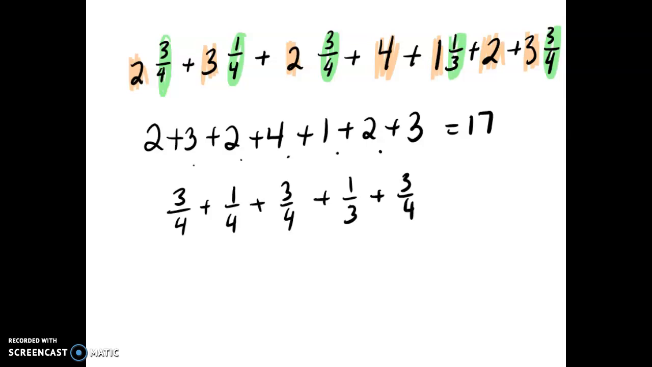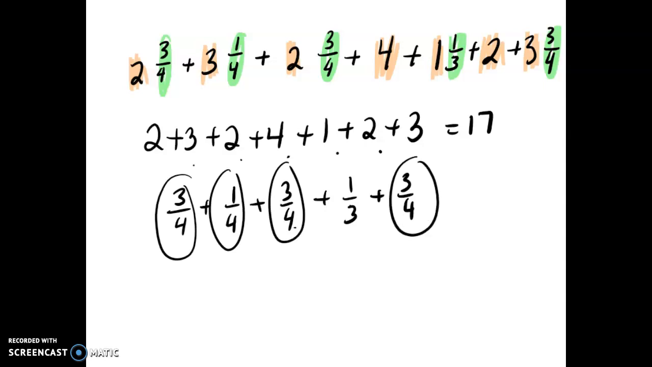Now all of these have a common denominator except this one. So those four I could add together. How do I add fractions? The denominator stays the same if it's a common denominator, and then I add the tops. So 3 plus 1 plus 3, that will give me 7. Plus another 3 is 10. But I still have to add this 1/3.